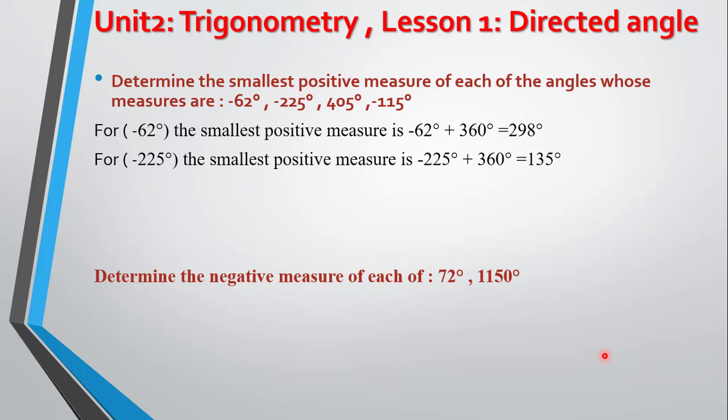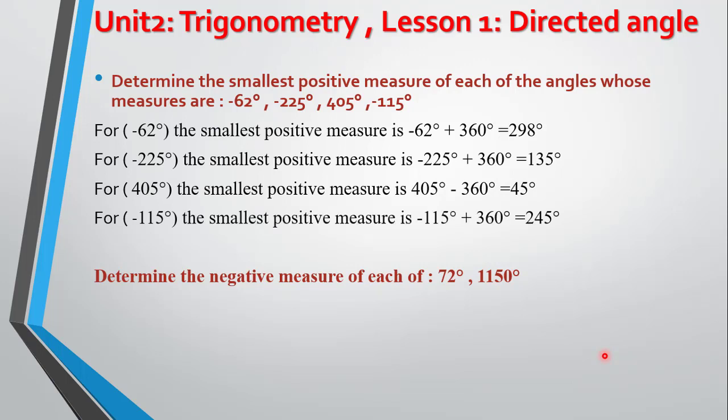Okay, what about negative 115? In the same way, add 360. Okay, 405, and I'll subtract 360 because this angle is greater than 360 to get 45 degrees. So I can add or subtract 360 as I want. The last one, negative 115, add 360 to get 245.